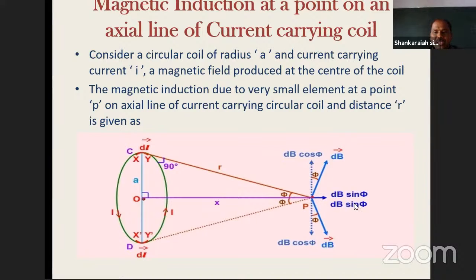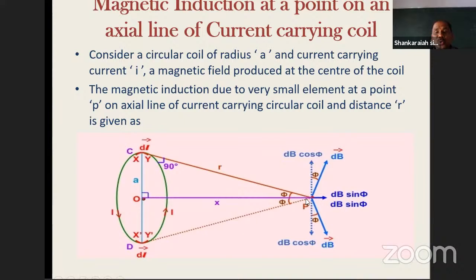Here P is dB sin phi and Q is dB sin phi, so dB sin phi plus dB sin phi. The resultant magnetic induction at point P, dB, is equal to 2 dB sin phi. But this coil has n number of elements.